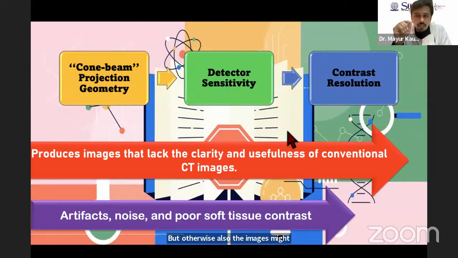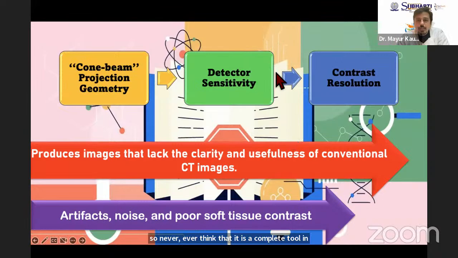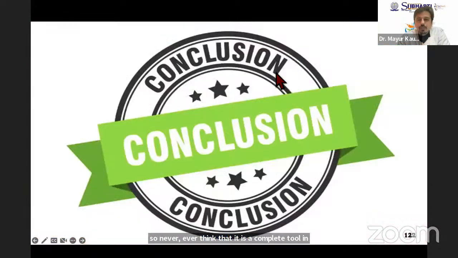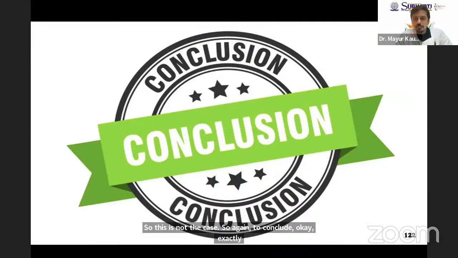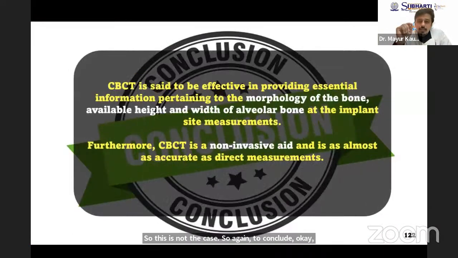So never ever think that it is a complete tool which can actually replace the clinician. This is not the case. So again, to conclude, exactly 1 hour I have taken. I would like to say again that it is a very essential tool. My practice changed drastically, at least from 2008 onwards, when I started incorporating CBCT in my practice routinely.